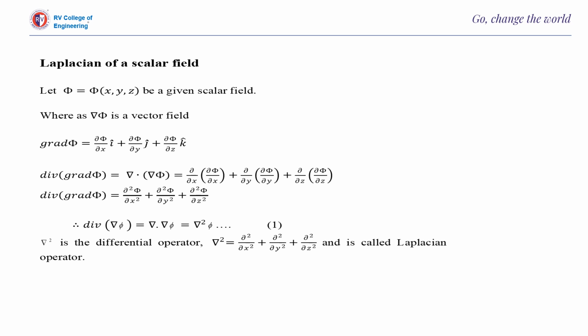The Laplacian operator is dou squared by dou x squared plus dou squared by dou y squared plus dou squared by dou z squared, and is called the Laplacian operator, which was first applied to the study of celestial mechanics by Pierre-Simon Laplace, a French mathematician and astronomer of the 19th century, and has been named after him.